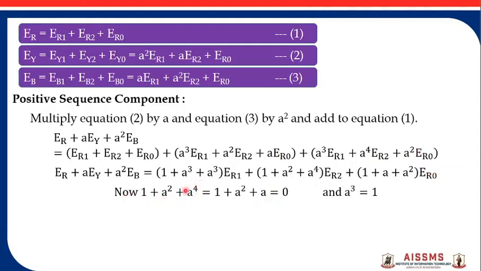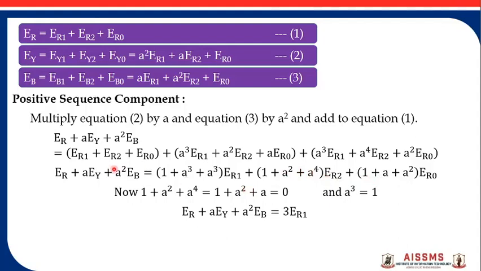If you see the properties of operator a, a raised to 4 will be equal to a, so this is going to become 0, and a cube is always equal to 1. So this a cube will be replaced by 1, this a cube will be replaced by 1, this will be 1 plus a square plus a, which will be equal to 0. This is 1 plus a square, this will be equal to 0.